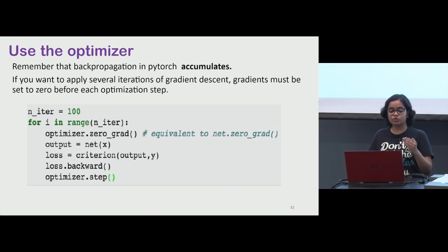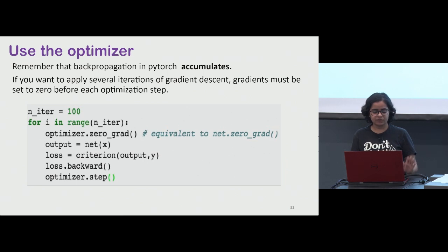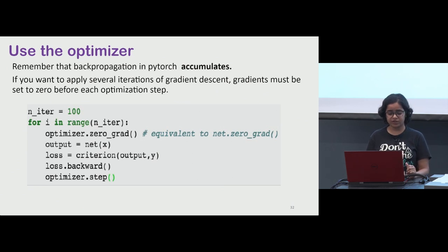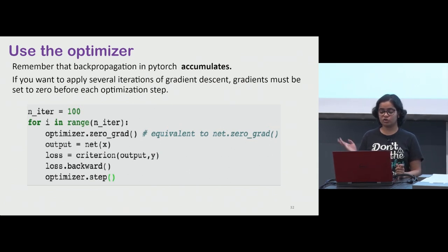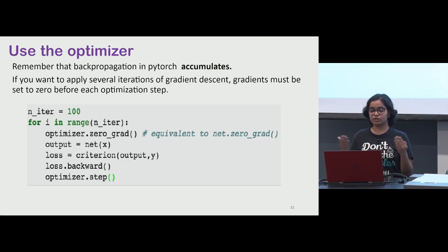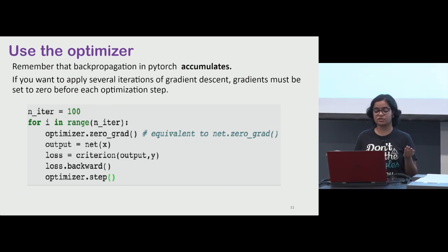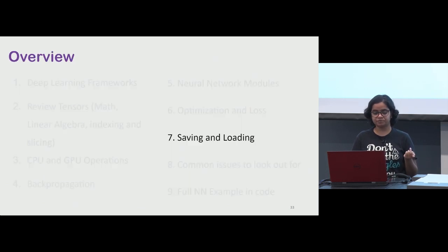So we need to zero out the gradients, and that can be done by using optimizer.zero_grad, which is equivalent to doing net.zero_grad. We usually do this at the beginning of our training loop. This is very simple. If we are running it for, say, 100 iterations, you first reset the gradients, calculate the output from the network, compute the loss, and then do loss.backward, which will compute the gradients. Then you do optimizer.step to update the parameters of the network.